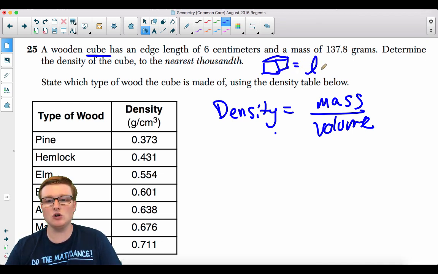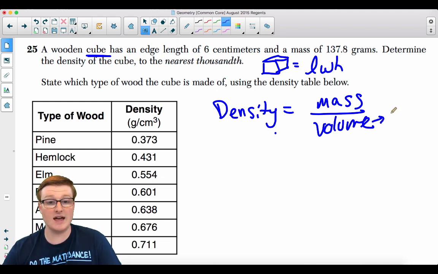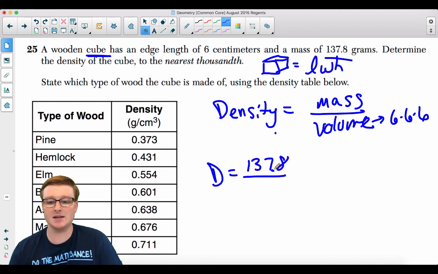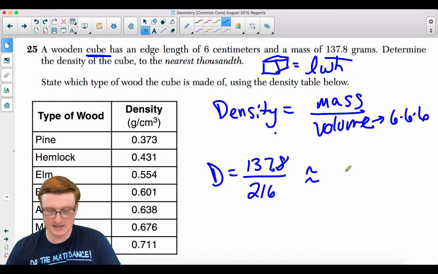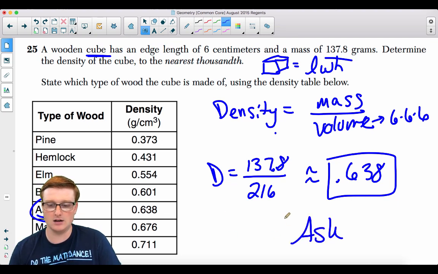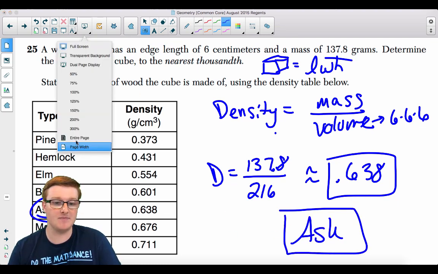The volume of a cube is length times width times height. So to find the volume, that's just going to be 6 times 6 times 6, because in a cube, all edge lengths are congruent. So the density is equal to the mass, which is given to us, which is 137.8, divided by 6 times 6 times 6, which is 216. So that's approximately equal to 0.638. So we just found the density. And to compare the block, that is going to be ash. So your block of wood is going to be ash.